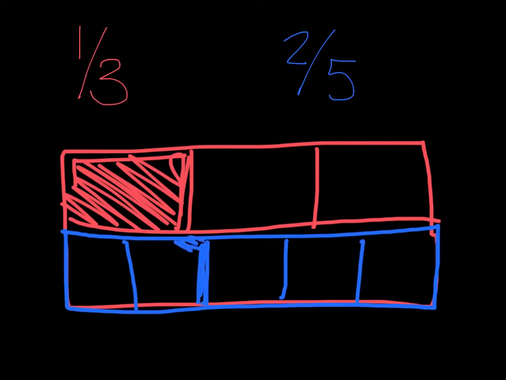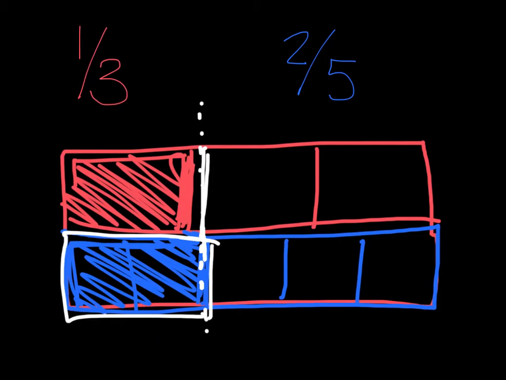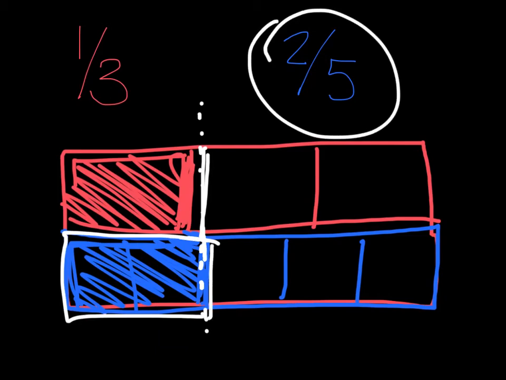Okay. And this is where it is important that you're really precise, because these might look very, very similar, which ours do in this case. So which one is actually more? If I do my line, this one actually extends just a hair past. So I'm going to go with the fact that 2/5 is actually my larger quantity. Hopefully you captured the same information in your drawing.